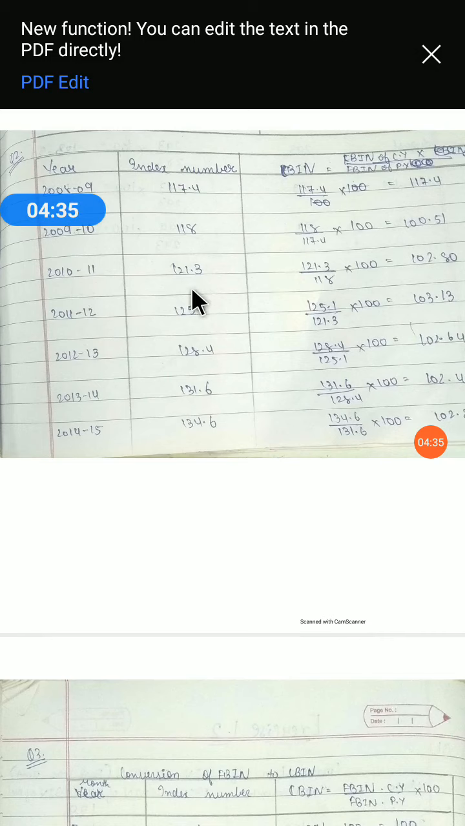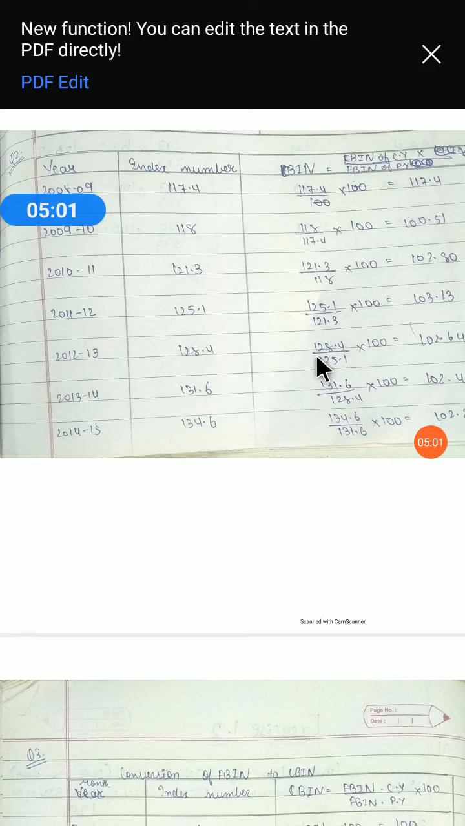For the next, 2010-11, fixed base is given 121.3. So we will put this value in the formula, 121.3 upon preceding year, it means 118, into 100. So we get the answer 102.80. Same for the next year, 125.1 upon preceding year, it means 121.3 into 100. So 103.13.